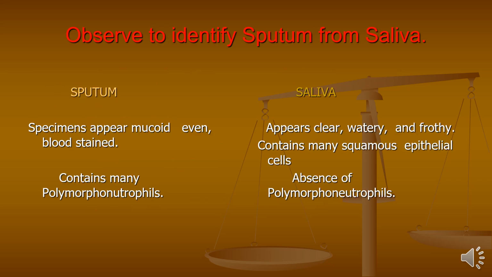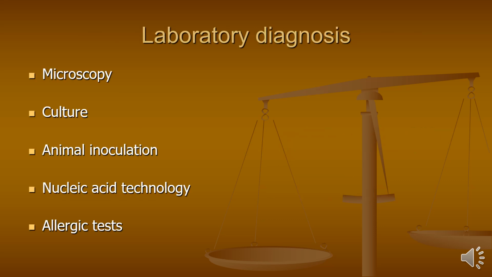So what do you see in the sample of sputum? First, the sputum should appear mucoid or even blood stained. It contains many WBCs. Saliva, you can see, is clear, watery and frothy. It contains many squamous epithelial cells, and WBCs are absent in this condition. In the laboratory, you start with microscopy, culture, animal inoculation, nucleic acid technology, and allergic tests.